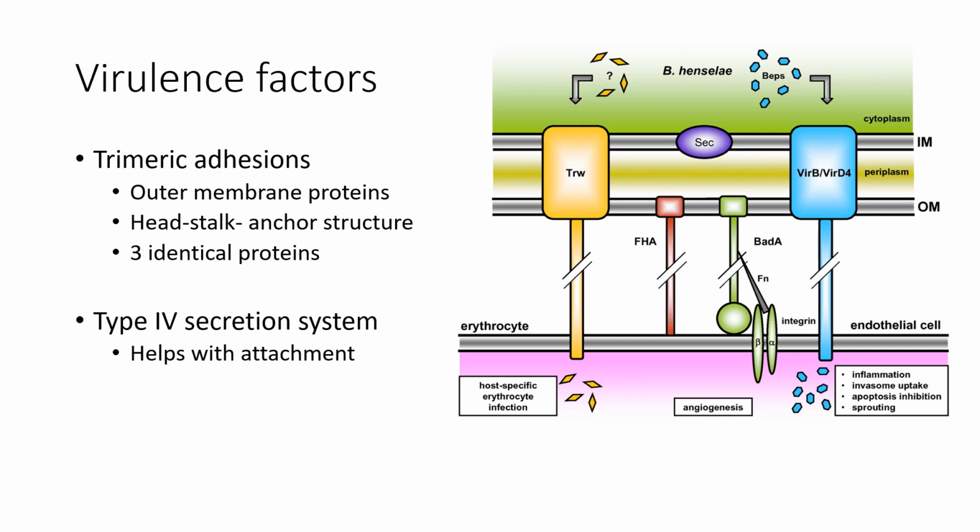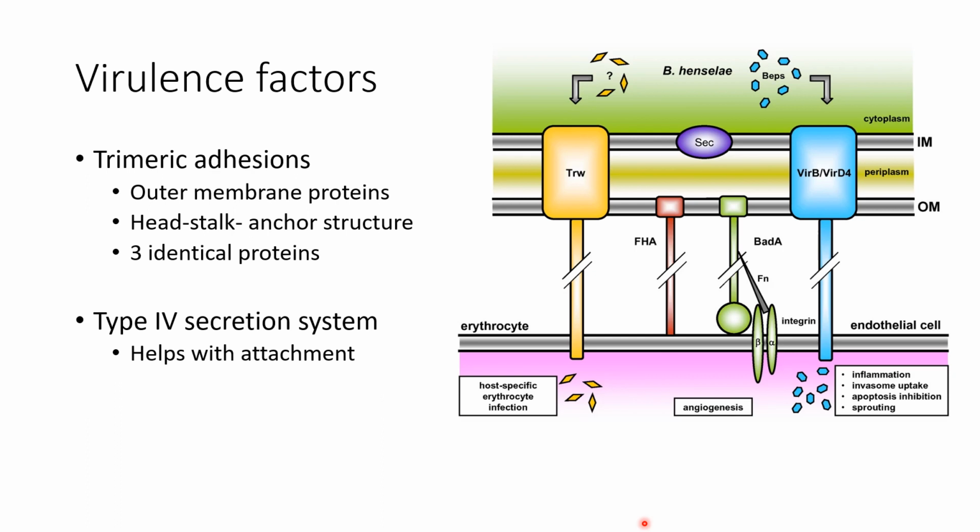One virulence factor that it has is a trimeric adhesin. They have outer membrane proteins, a head-stalk anchor structure, and three identical proteins. And it's this structure right here. It also resembles a lollipop-like structure, and it has BadA, which is known as Bartonella adhesin.